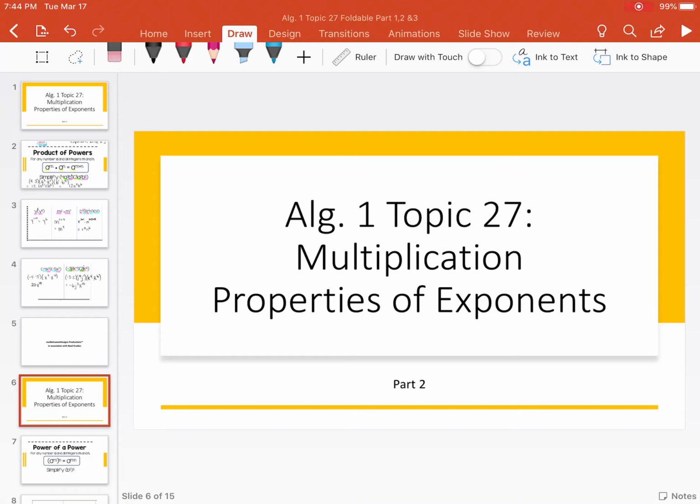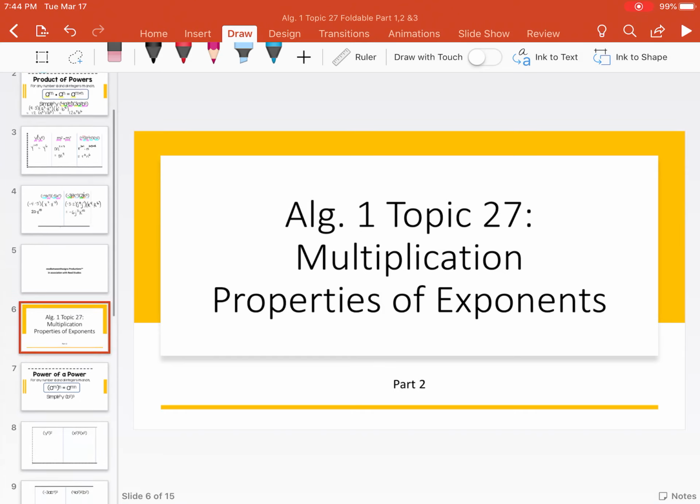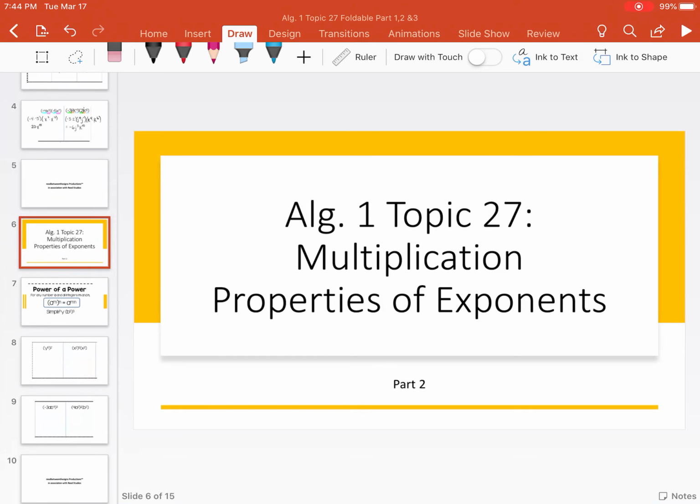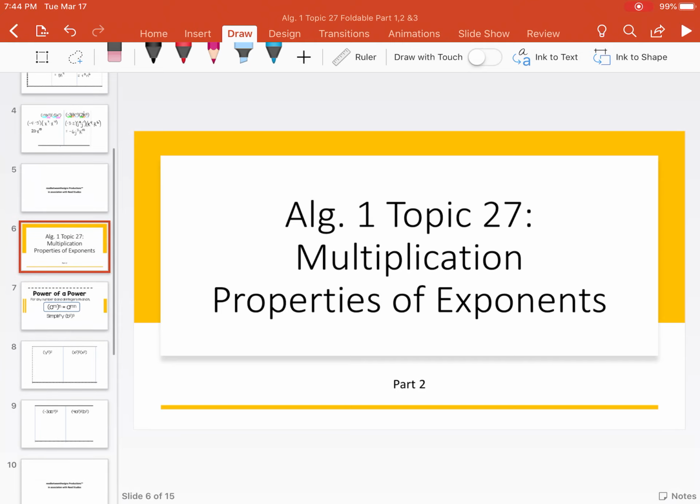Welcome back to part 2 of topic 27, Multiplication Properties of Exponents. So if you look at your foldable, this is going to be the middle section, and I promise these problems actually match up with this section which is on top of it. So we have power of a power.